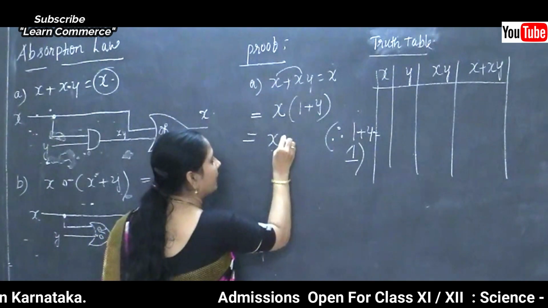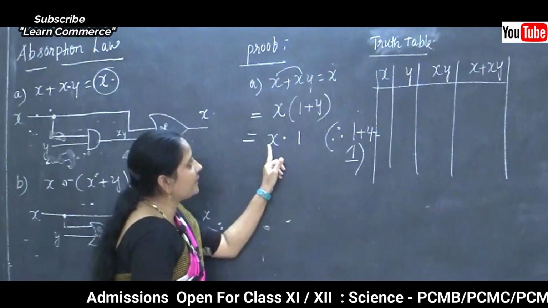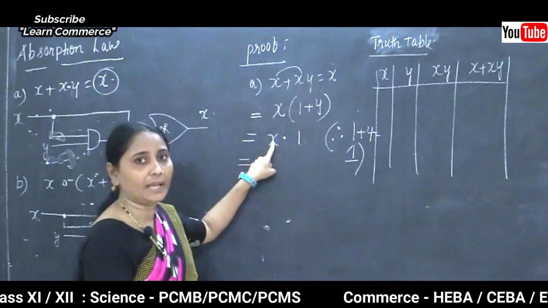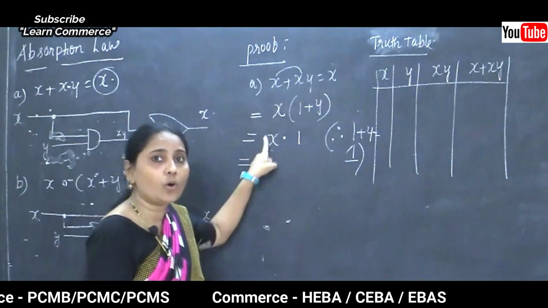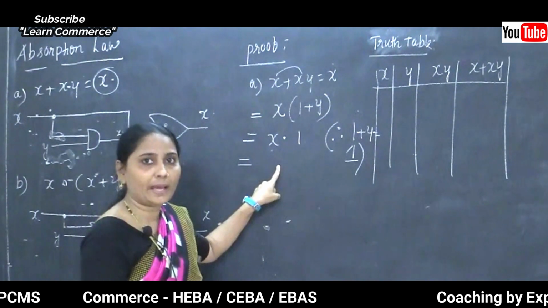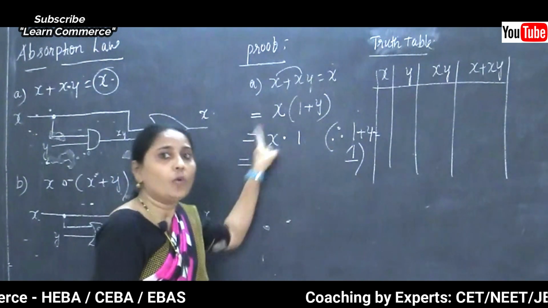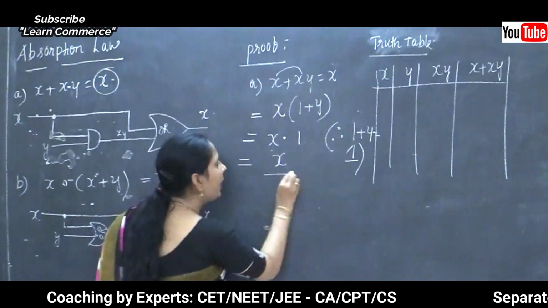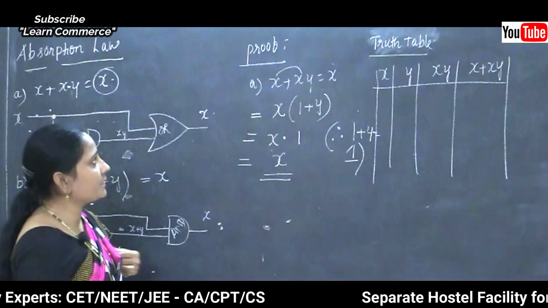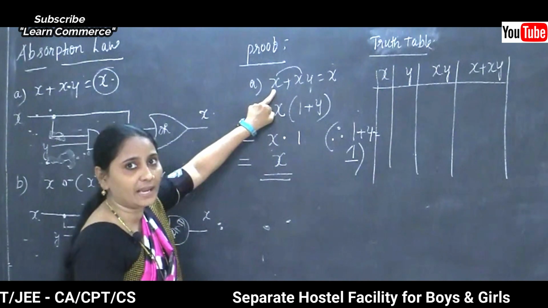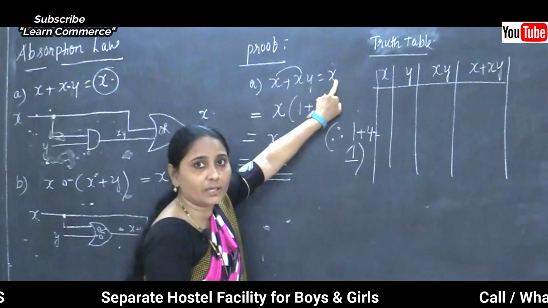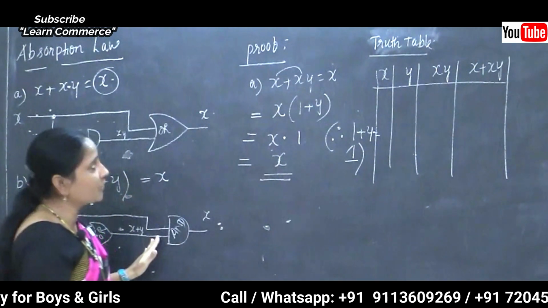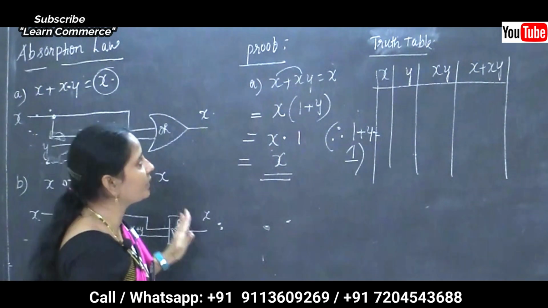So x and 1: x multiply 1. Maybe the x value is equal to 0, 0 ones are 0, maybe the x value is equal to 1, 1 ones are 1. So it depends on the x value, so the result is x here. So we can say that x plus xy is equal to x. Clear this point? How I completed the expression, x plus xy is equal to x.